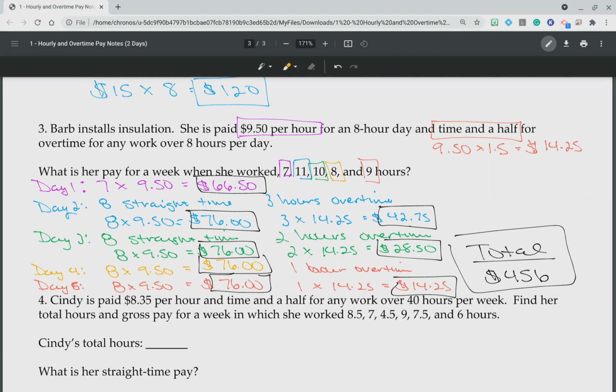All right, another way you could have done this is just figured out the total number of straight pay hours and the total number of overtime hours, and then multiplied those by their rates and added them all up. Okay, but this way works as well. More than one way to do things always.